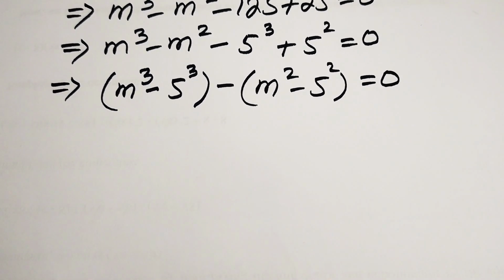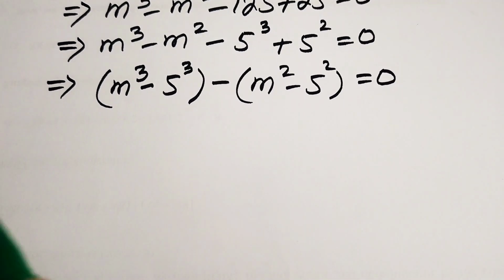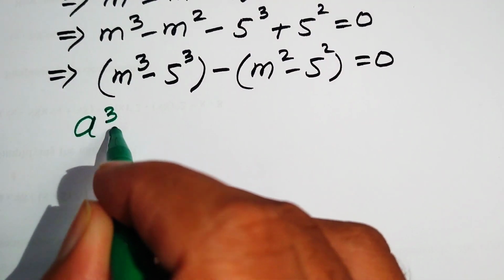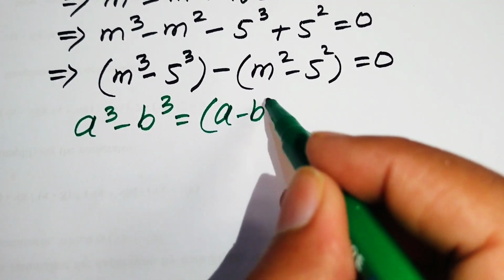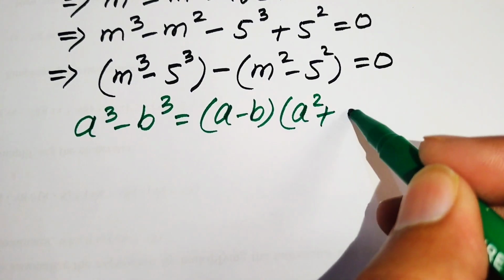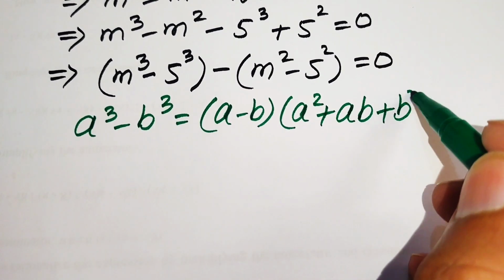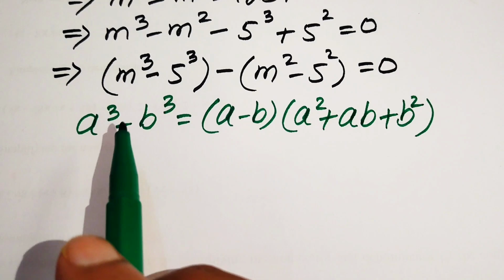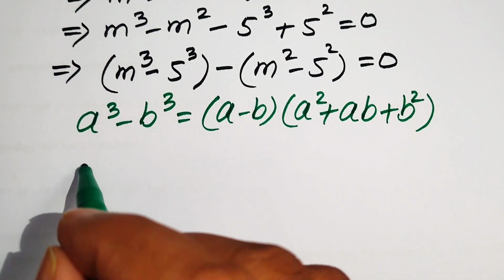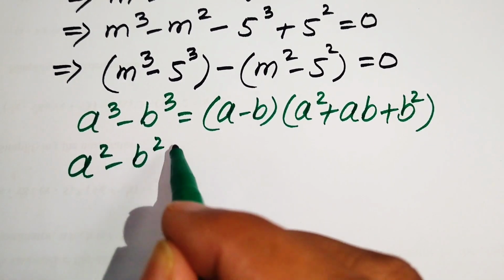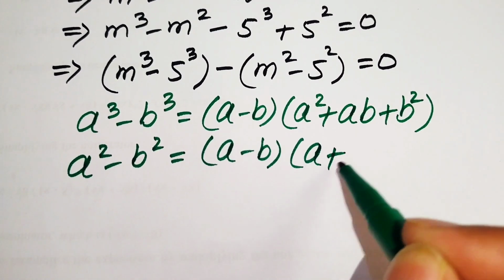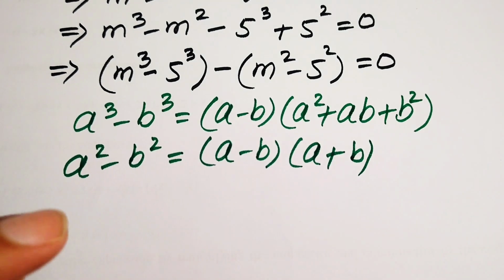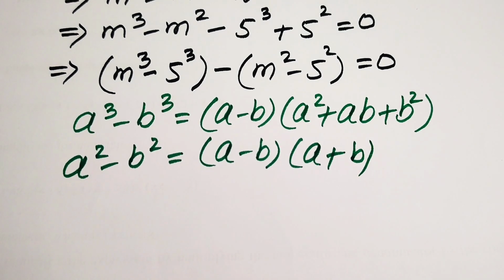After this step, we need two nice formulas, one cubic and the other square. We know that a cubed minus b cubed equals a minus b times a squared plus ab plus b squared. This is the cubic formula which we need in the first term, and here we need the square identity: a squared minus b squared equals a minus b times a plus b. So here we use these two nice formulas on the above equation.